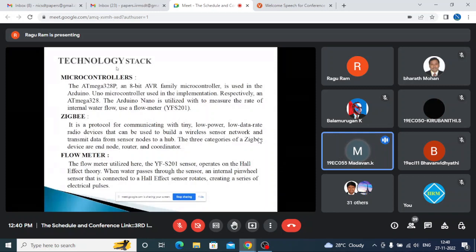Flow meter. The YFS201 sensor operates on the Hall-effect technology. The water passes through the sensor on the internal pipeline. The sensor is connected to a Hall-effect sensor, creating a series of electrical pulses. Thanks. The next topic is the outline diagram.